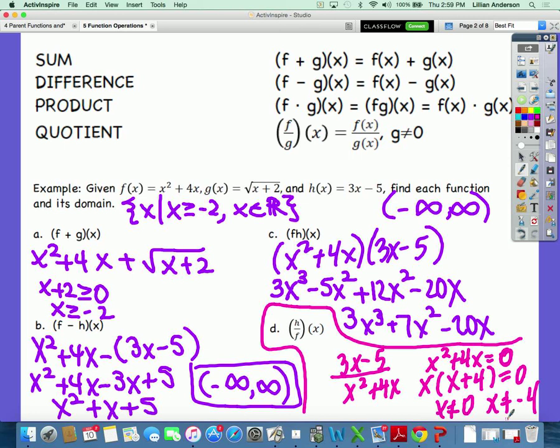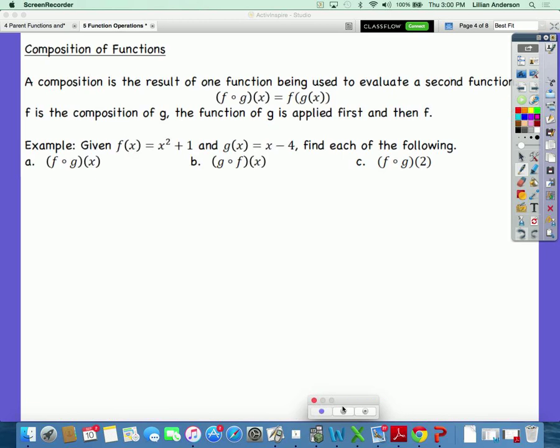The set is right over there on the board for you guys, for those who are watching the video at home. There's your domain. I'll skip over the next couple of examples so you can do those on your own for more practice. A composite or composition is the result of one function being used to evaluate a second.